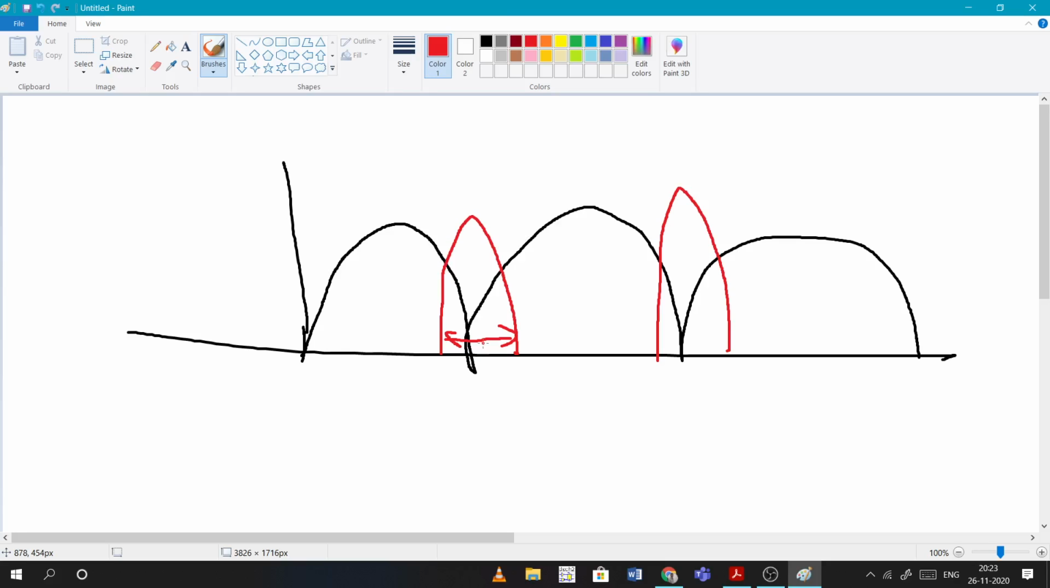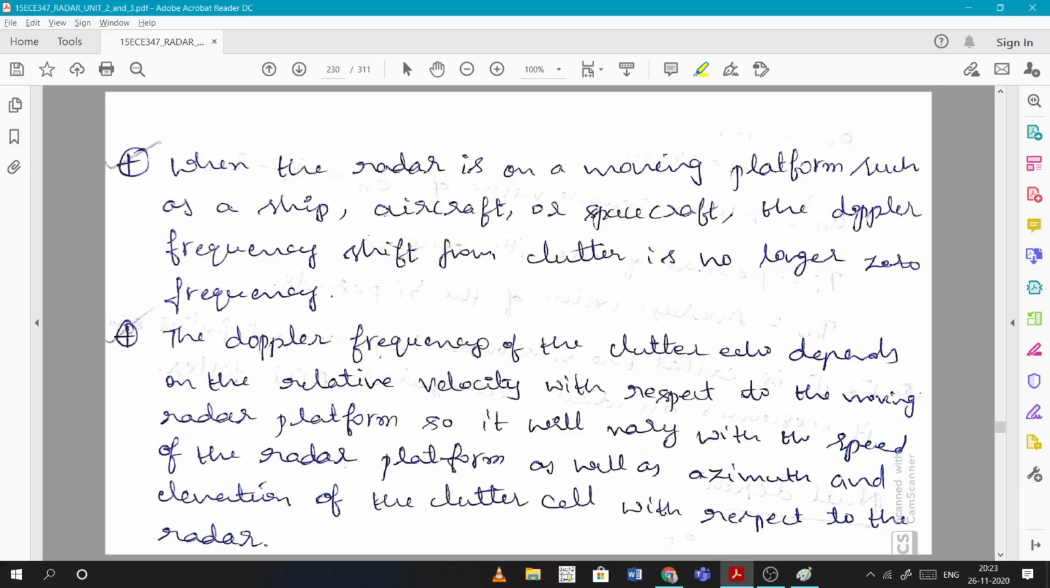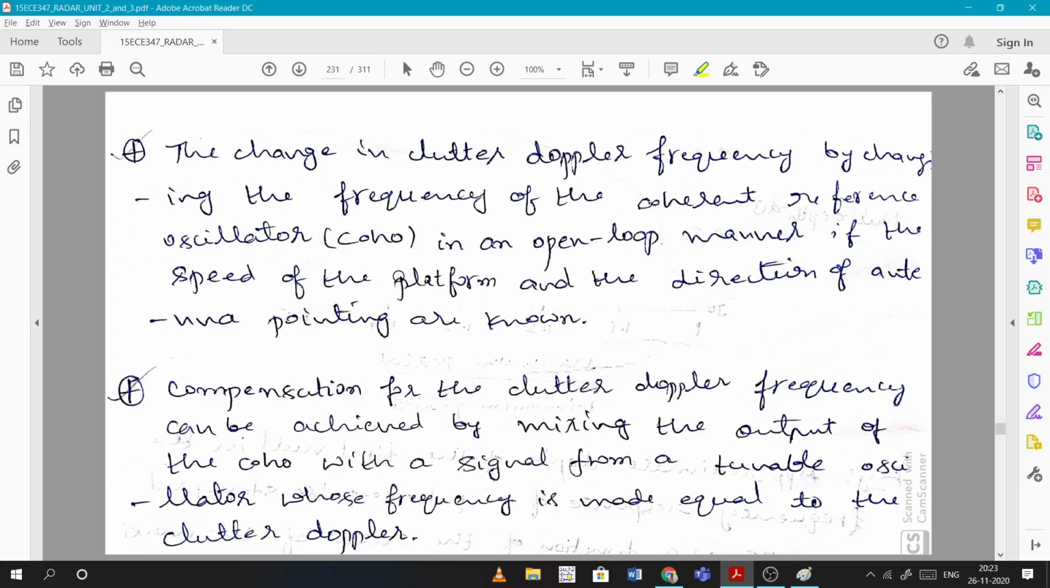Now it's not like that, because the radar is also moving. To eliminate that, we will use a few methods. When the radar is on a moving platform such as ships, aircraft and spacecraft, the Doppler frequency shift from clutter is no longer zero. The Doppler frequency of the clutter echo depends on the relative velocity with respect to the moving radar platform. It varies with the speed of the platform as well as with the angle and elevation of the clutter cell with respect to the radar. So the position and pointing of the radar all affect the clutter.